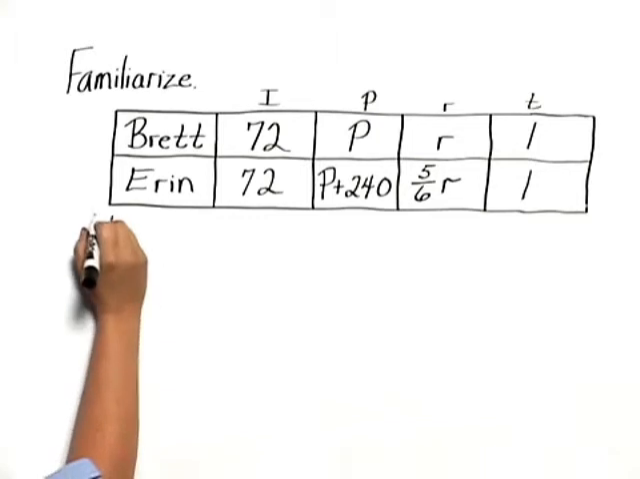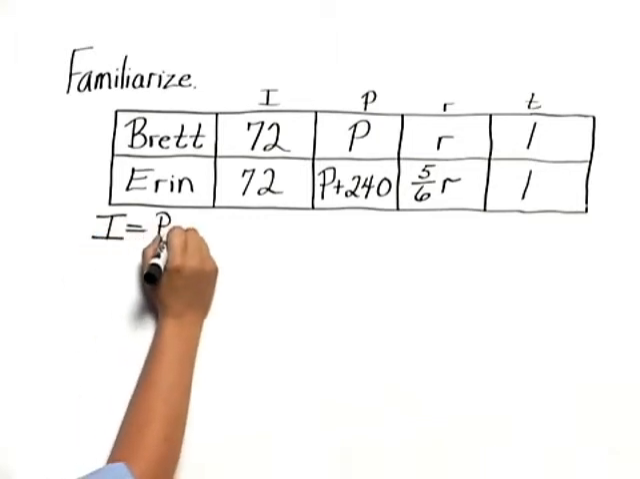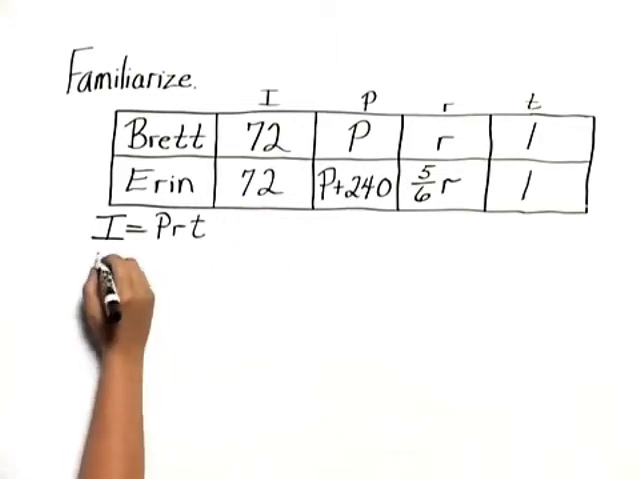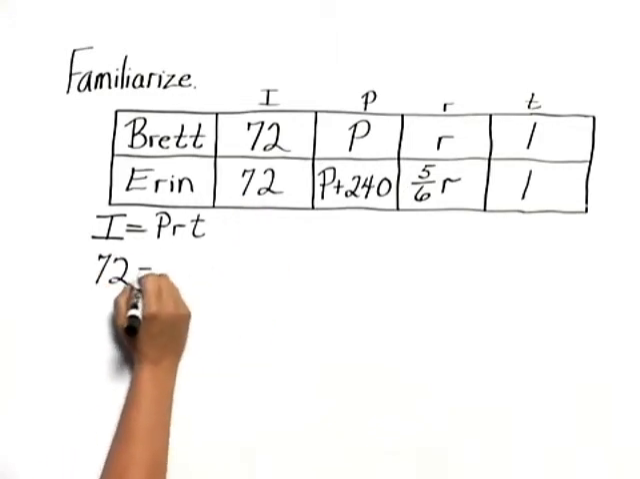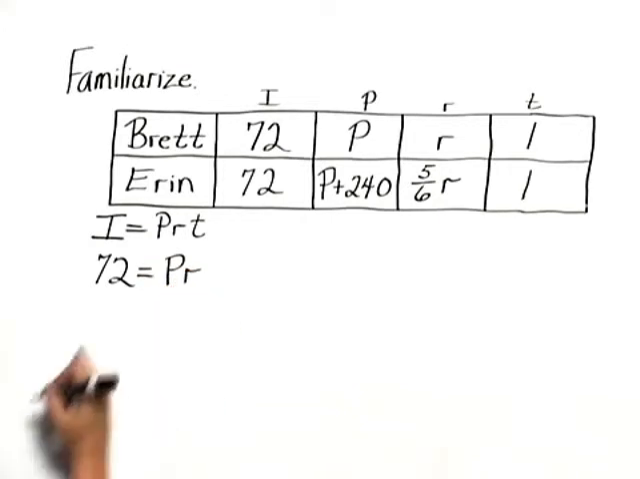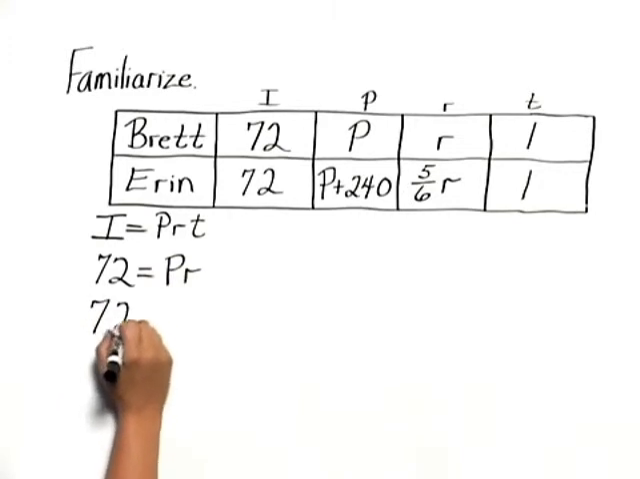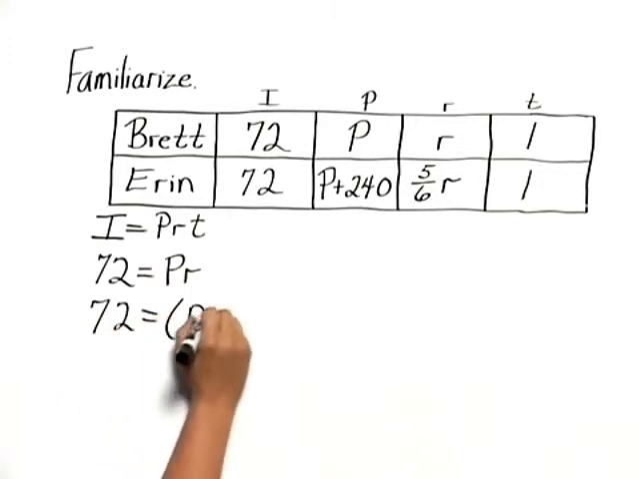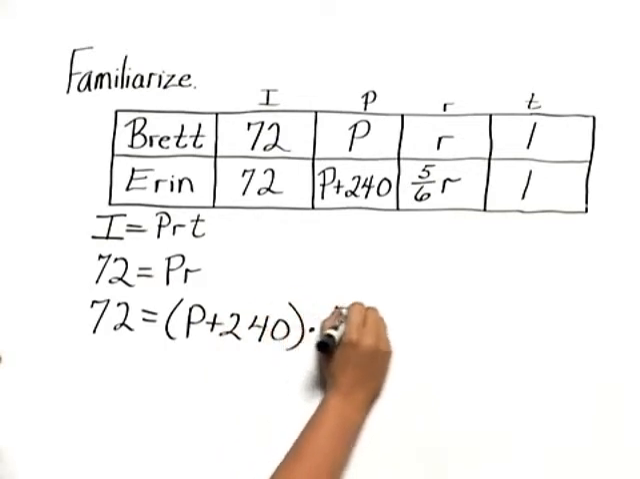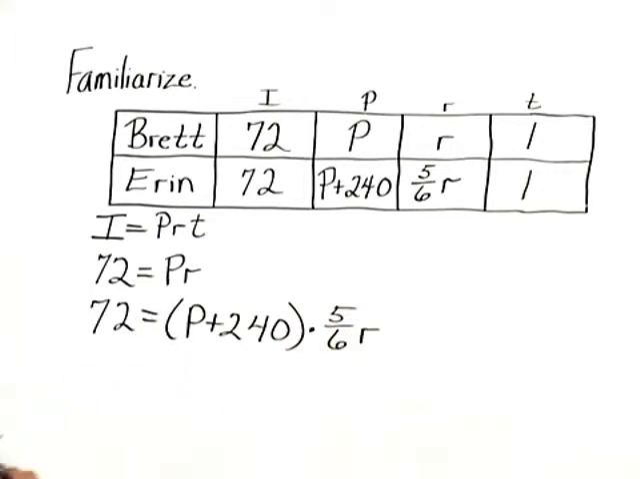Now, since interest equals principal times rate times time, we can go right along the rows of this table and come up with some equations. Along the first row we have 72 equals principal times rate times 1, which you don't have to write. And for Aaron's investment we have 72 equals P plus 240 times 5/6 R. Now this is a system of equations in two unknowns. The unknowns here are P and R.